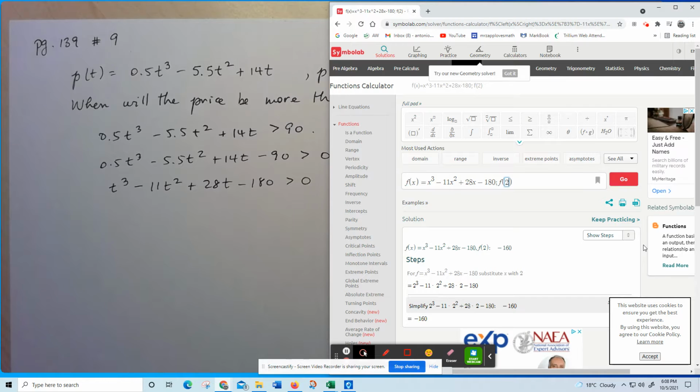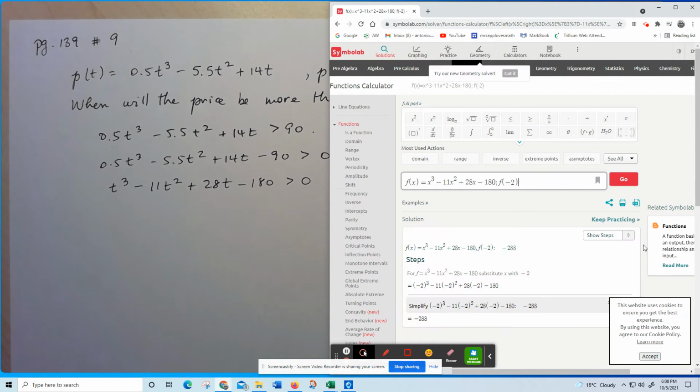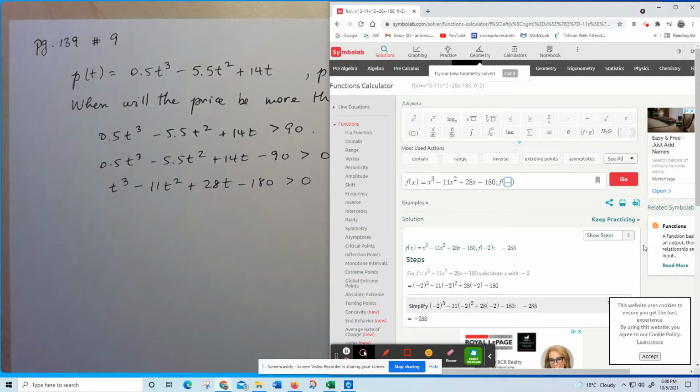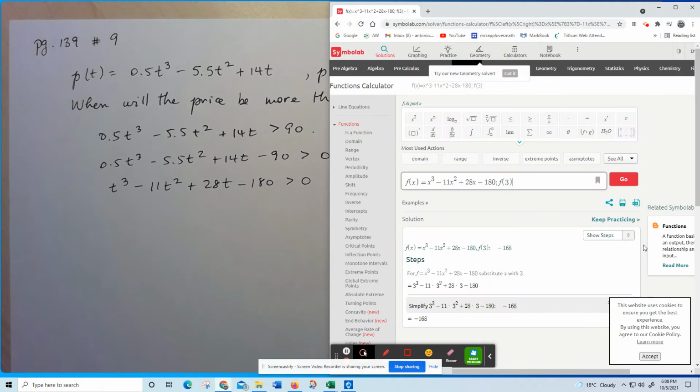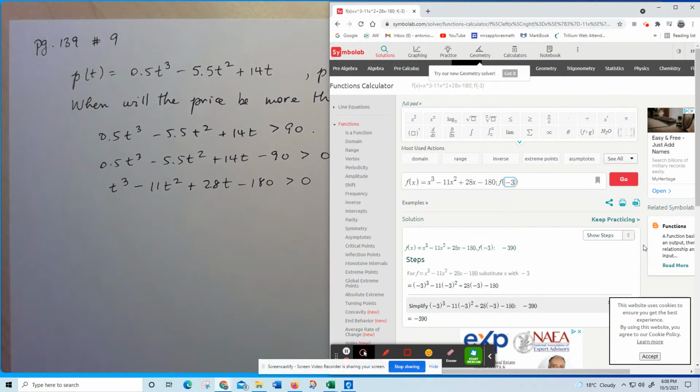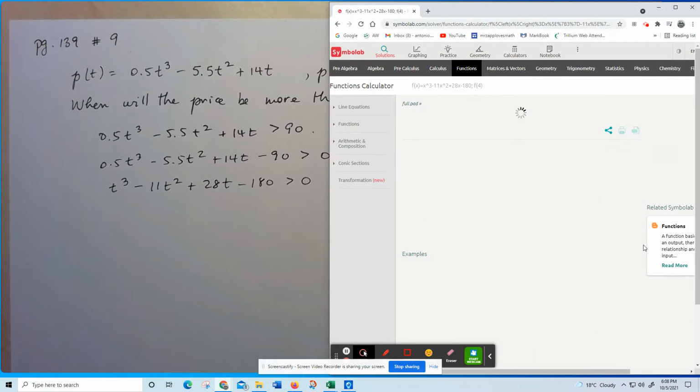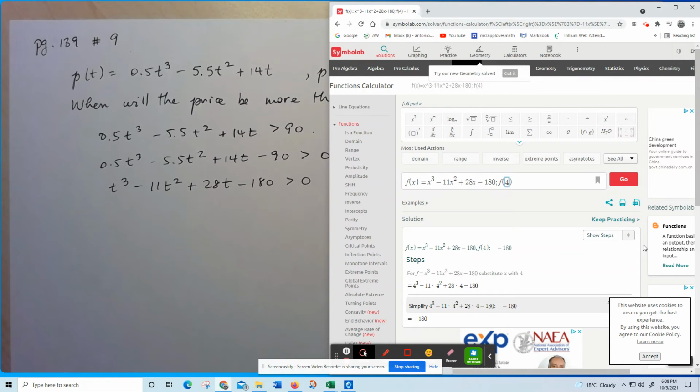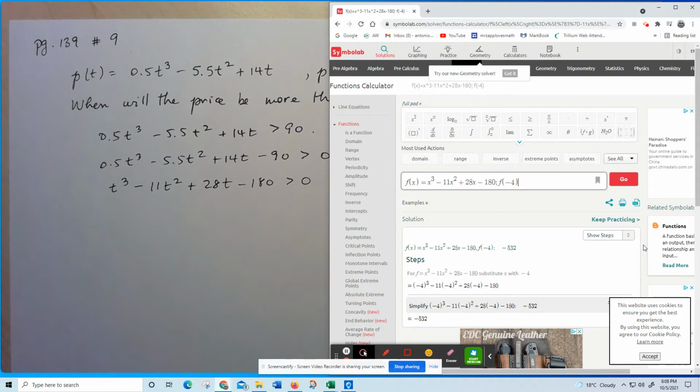So f at 2, not 0. Negative 2, still not 0. I'm glad I did this with the computer, because this would have taken me a really long time by hand. 3 doesn't work. Negative 3 still doesn't work. 180 is divisible by 4, so let's try 4. Still doesn't work. Negative 4, still doesn't work.